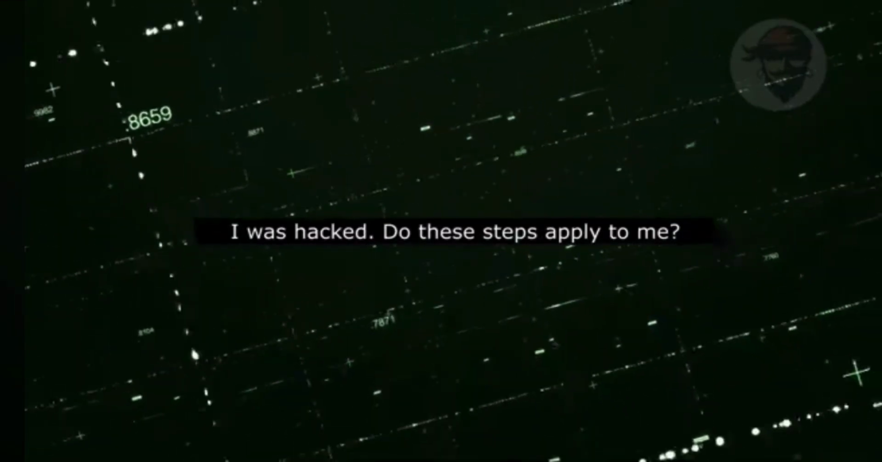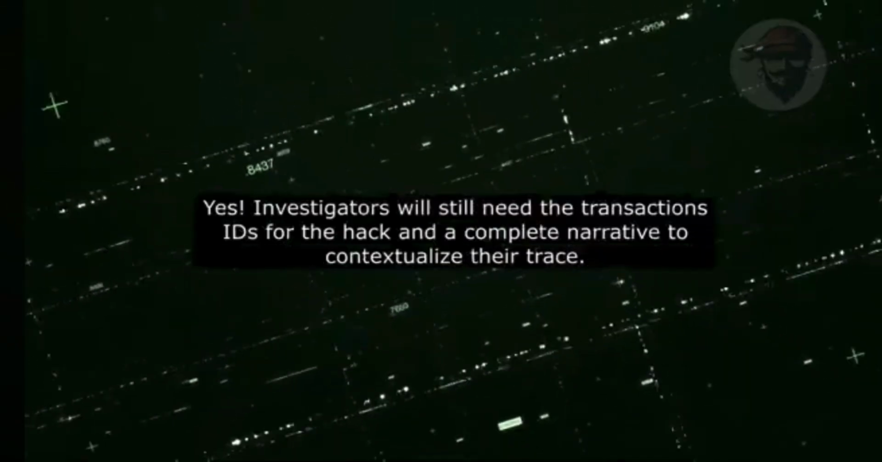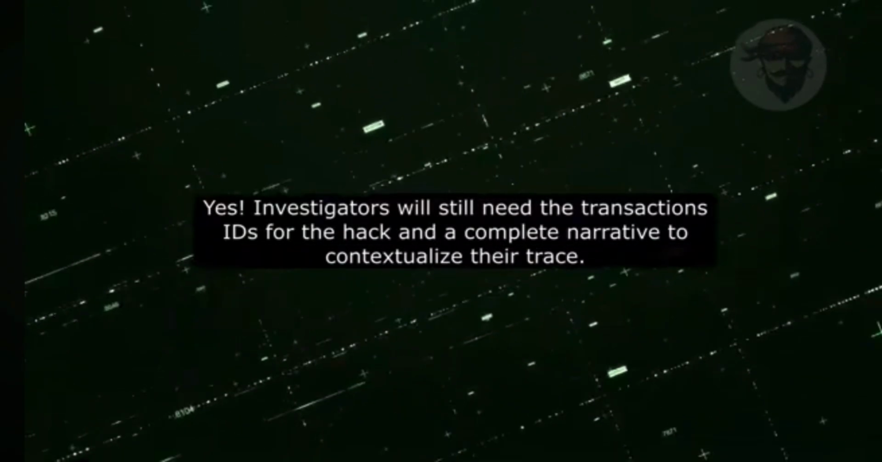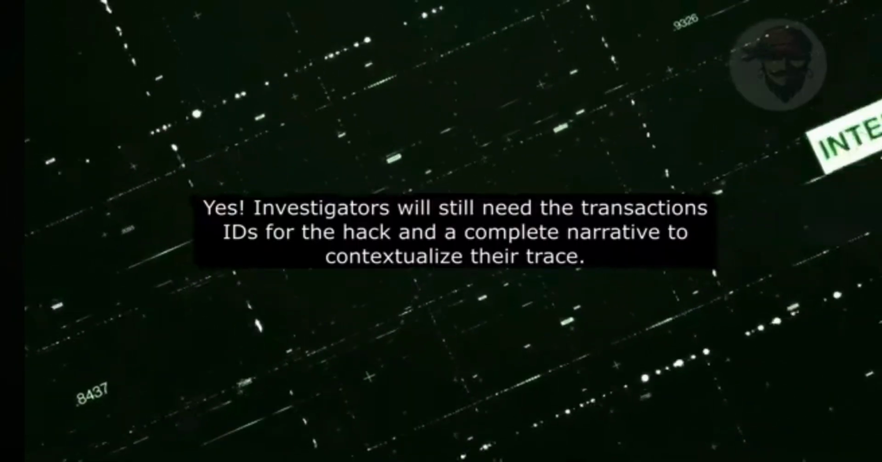I was hacked. Do these steps apply to me? Yes. Investigators will still need the transaction IDs for the hack and a complete narrative to contextualize their trace.